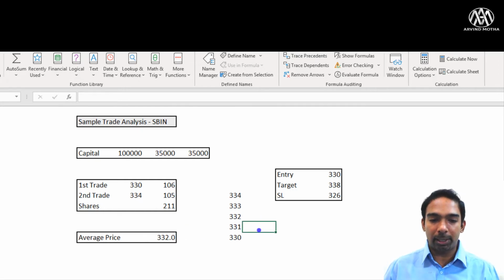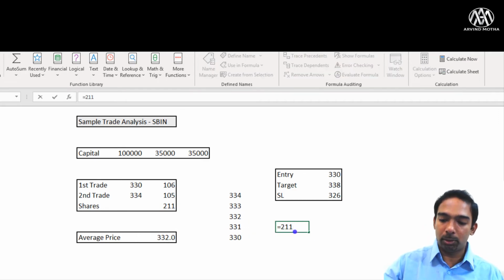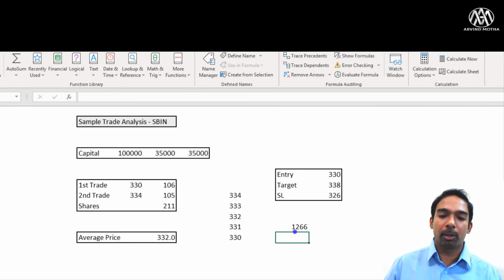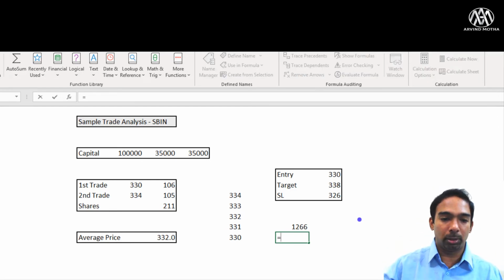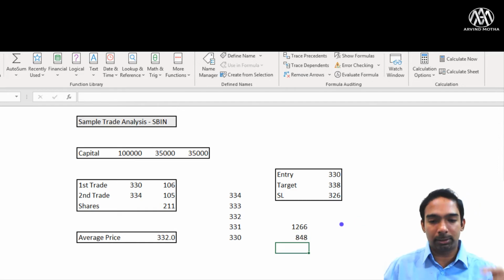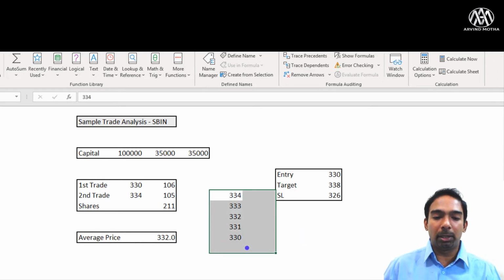So in case I hit my target of 338, I'm going to book a profit of 6 rupees per share, which is for 211 shares, right? So 211 into 6 rupees, that's my profit. If I didn't take the second trade, what is my profit? I'm going to have 106 shares into 8 rupees profit, 848. This is a sample scenario. So look at this. Because I took the second trade, I'm going to book an additional profit of, I think, 400 rupees odd, right? That is the benefit of averaging.